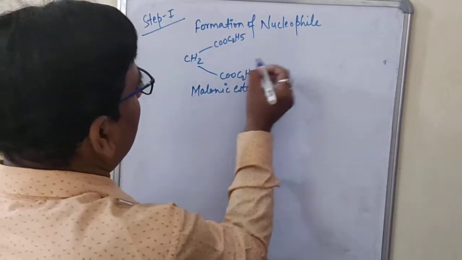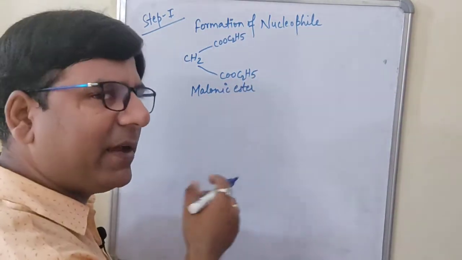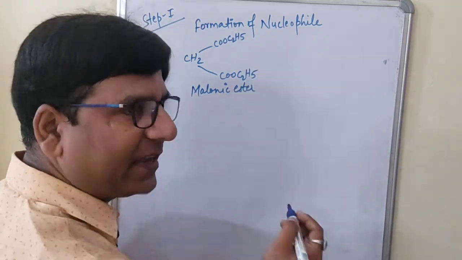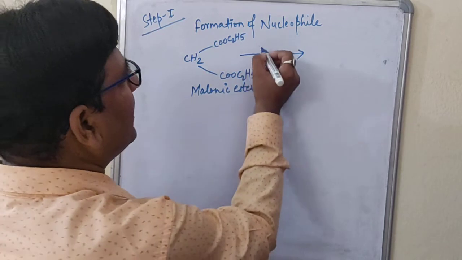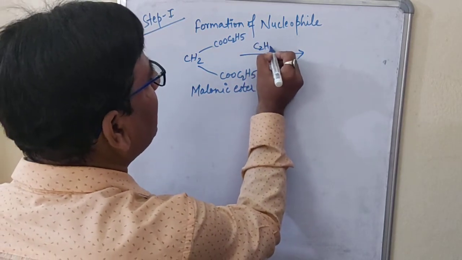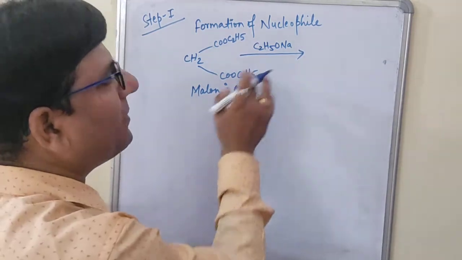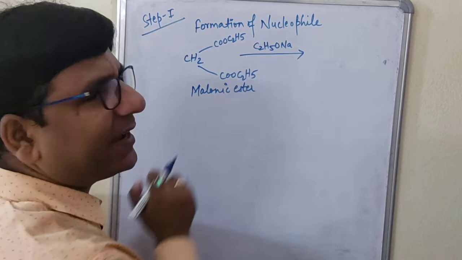Now, from this malonic ester, we will derive the nucleophile. We will make the nucleophile from this malonic ester in the presence of a base, so we have to take a base as well. What base can we choose? We can choose C2H5ONa, that is sodium ethoxide. We are using sodium ethoxide here.